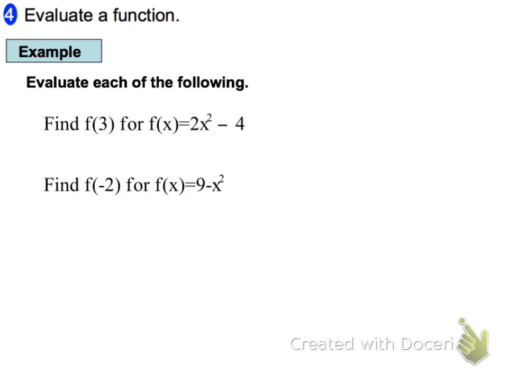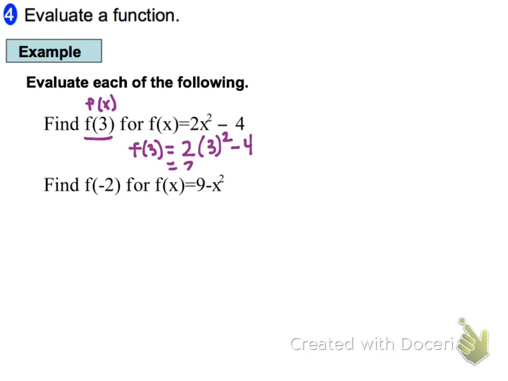The first thing is finding f of 3 for f of x equals 2x squared minus 4. Now remember, because the 3 is in place of the x in f of x, the 3 replaces the x. I'm going to go ahead and take the 3 and put it in place of all my x's. So we'll say f of 3 equals 2 times 3 squared minus 4. Remember, we replaced the x with a 3. And now we'll just evaluate.